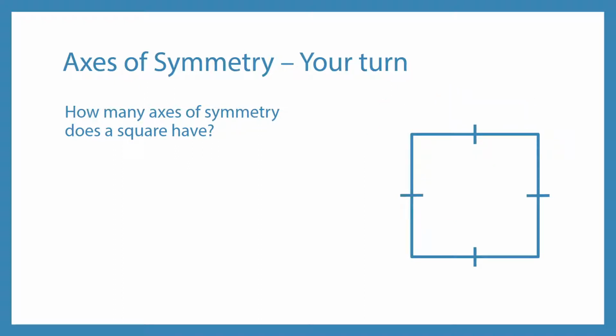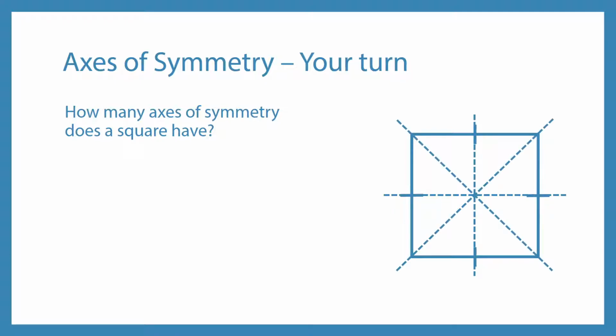How many axes of symmetry do you think this shape would have? So if this many, we can cut it, fold it in half either that way, and this time we can do the diagonals as well. So our answer here would be 4.